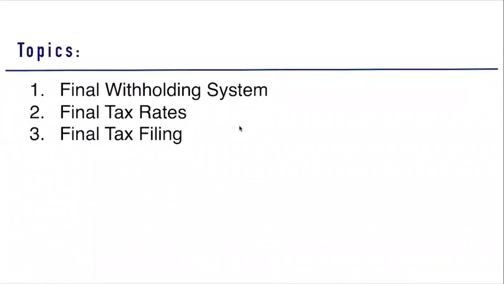First, your final withholding system. Although we have already discussed the difference between a creditable withholding system and a final withholding system, we'll take a look back at what a final withholding system is. Next, we talk about your final tax rates, of course, on your certain passive income. Take note, our topic will revolve only on your passive income. And then, how do we file your final tax?